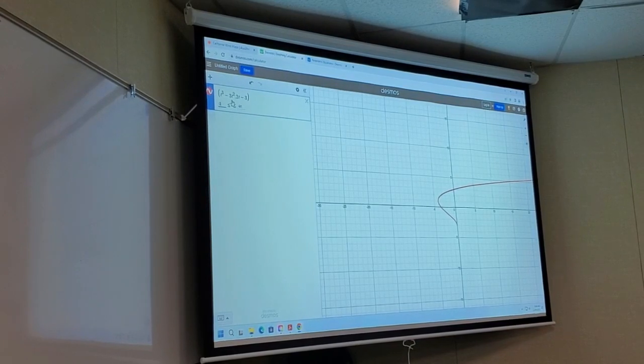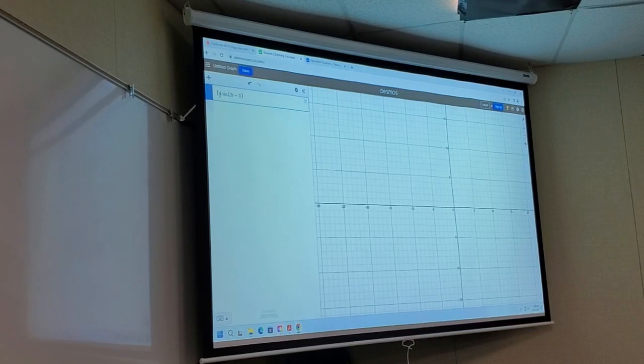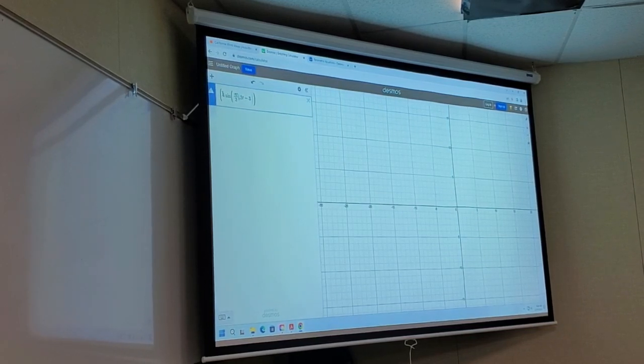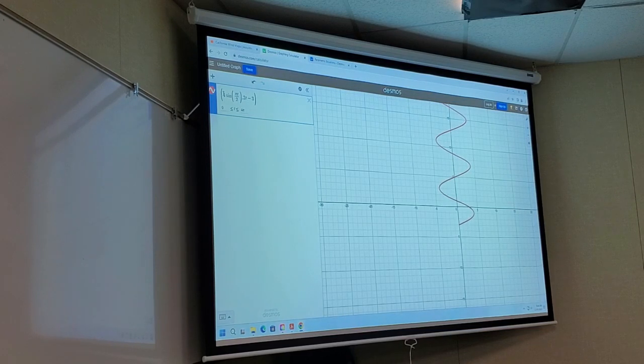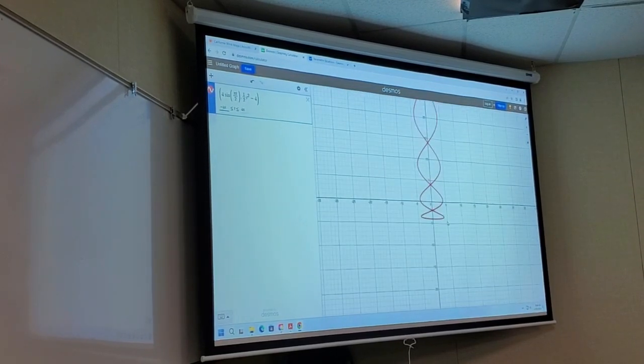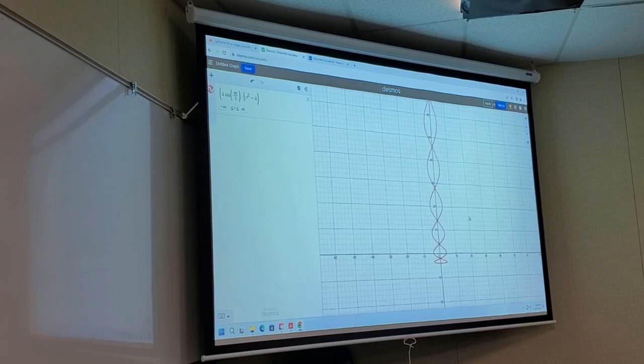In fact, that first one we did, I got to do it now. What was it? 1/2 t squared minus 4. Okay. So we got this piece of it, right? But if I let it go further, is it doing what I said it would do?